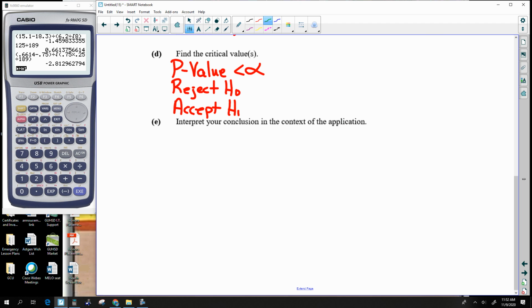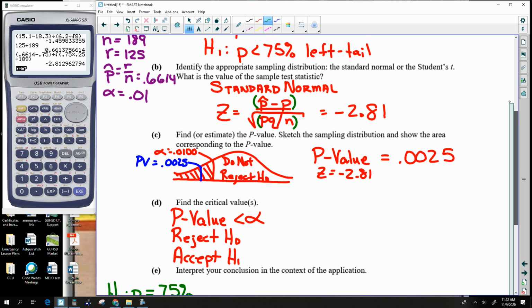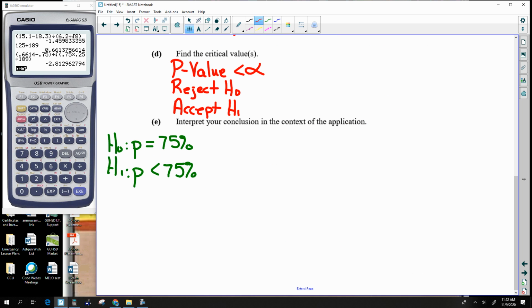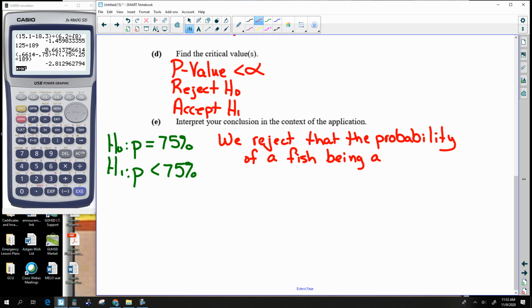75%. So the null hypothesis is that the probability is equal to 75%, and the alternate says that the probability is less than 75%. And what are we looking for? Rainbow trout or something like that? Yeah, rainbow trout. Okay, so we reject H naught, accept H1. Again, the word is probability, not proportion. Probability of a fish being a rainbow trout.